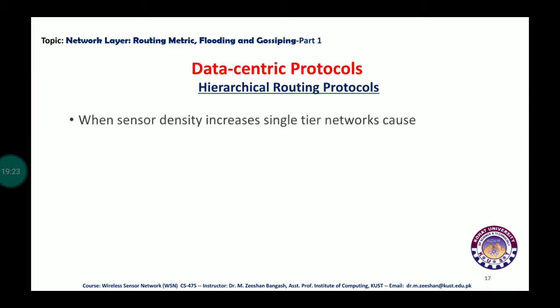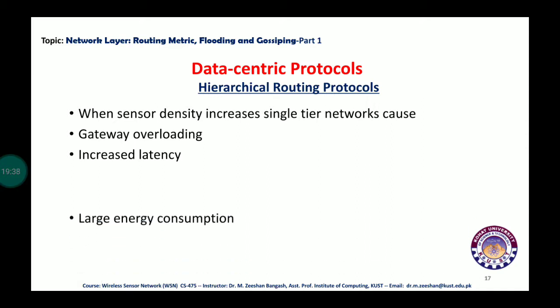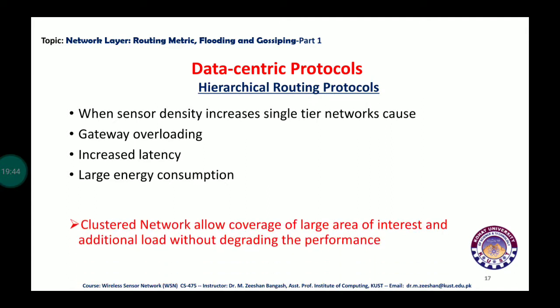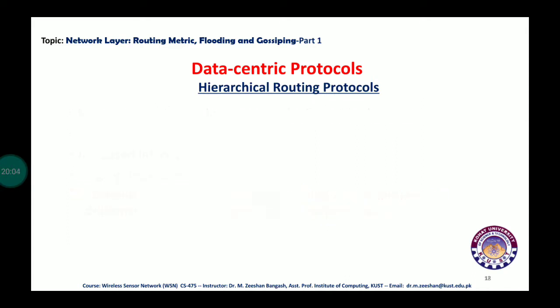Another protocol is the hierarchical routing protocol, where sensor density increases with every tier of the network. So it is a gateway overloading protocol, and this hierarchy increases the delay and latency, and it is a very energy consuming protocol. Cluster networks are basically the choice of most researchers, but for wireless sensor networks, they are always resource constrained networks. Cluster networks allow the coverage of a large area of interest, and additional load will degrade the performance of that network.